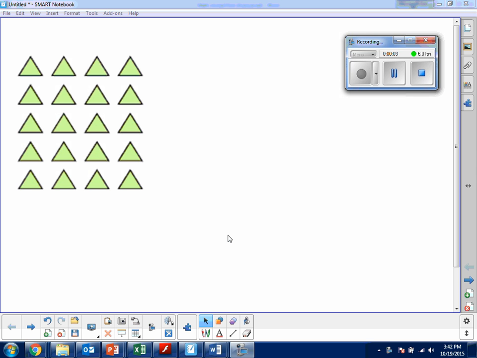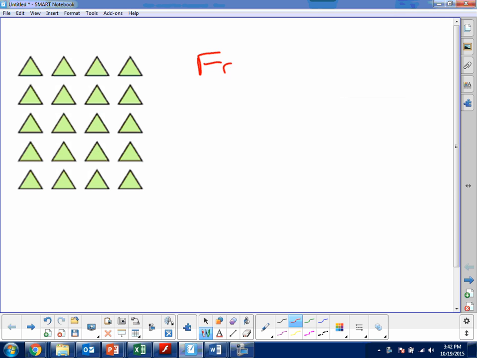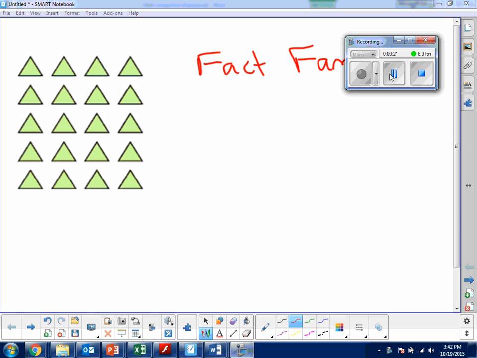Alright, ladies and gentlemen, today we are going to work on creating these things called fact families. Now, I know we've talked about these, especially in the last few days, but we've also talked about them in third grade as well. So now what a fact family is, if you remember, is a set of four related multiplication and division facts that use the same three numbers.